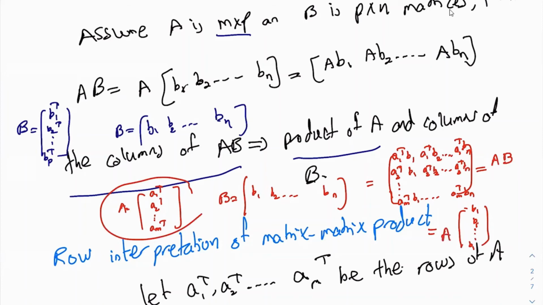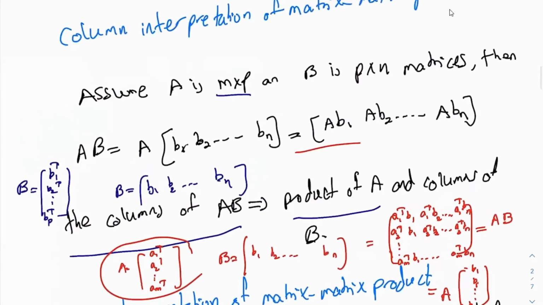The second column of AB, look at that, the B2 is the same among all of them. But then we have A1 transpose, A2 transpose, all the way to Am transpose. So that one is equal to matrix A multiplied by the second column of B. And hence the expression that we have here. It's a very, very interesting expression. Okay, so this is called the column representation or column interpretation of the matrix product.